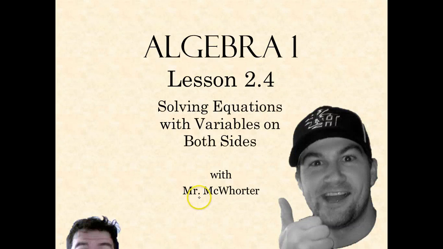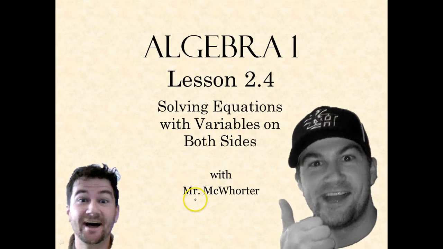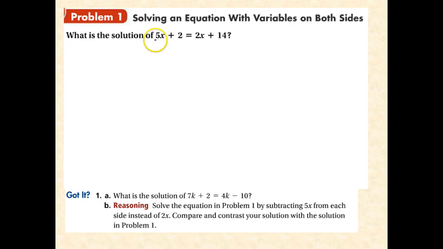Hey y'all, let's talk about solving equations with variables on both sides. Alright, so here is an equation with a variable on both sides. What shall we do? Well, this says we're going to subtract 2x from each side.